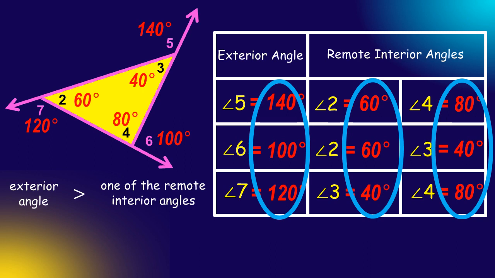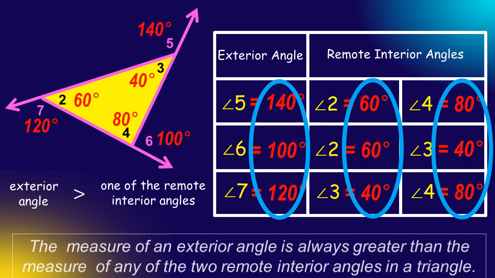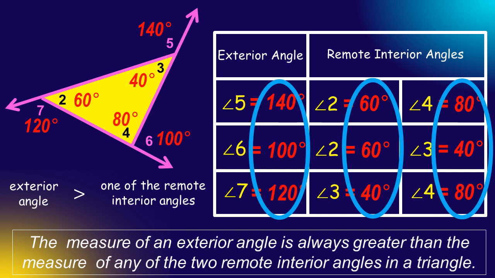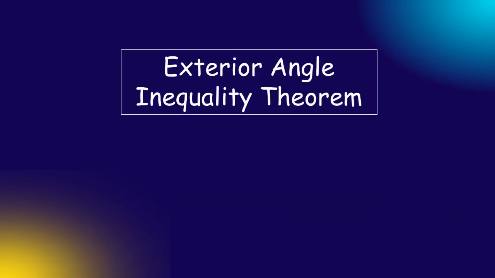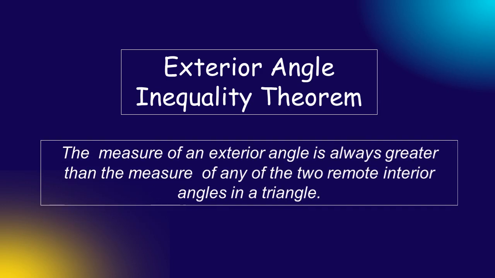Okay, so please keep this concept in mind. Exterior angle is greater than one of the remote interior angles, because the measure of an exterior angle is always greater than the measure of any of the two remote interior angles in a triangle. This is the concept: the exterior angle inequality theorem. The measure of an exterior angle is always greater than the measure of any of the two remote interior angles in a triangle.